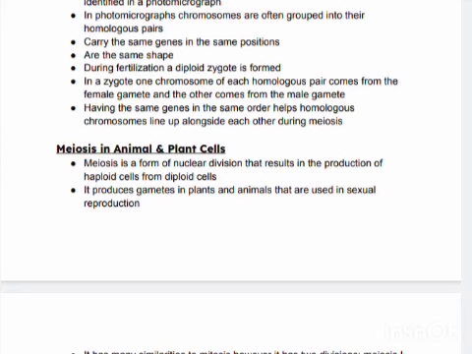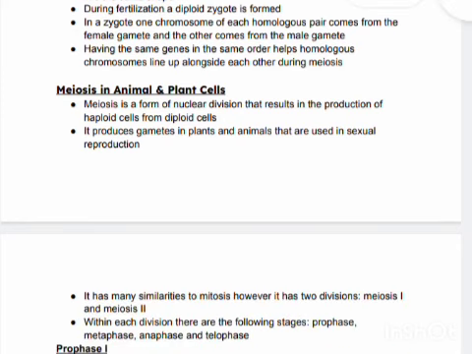That is, one comes from the female gamete, and the other comes from the male gamete. Having the same genes in the same order helps the homologous chromosomes line up alongside each other during meiosis. Now moving on to the next pointer, meiosis in animal and plant cells.